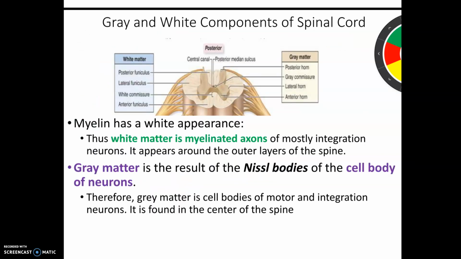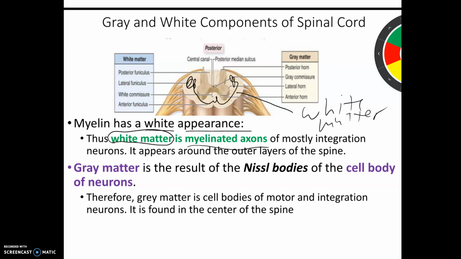So let's look at the spinal cord. The spinal cord is part of the central nervous system. Now myelin has a white appearance. So anytime you hear the word white matter, it is myelinated axons. So this is white matter. Therefore, all of this in here is all myelinated axons.